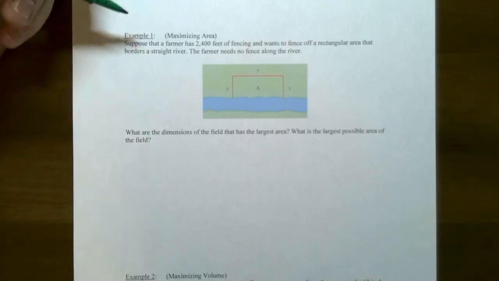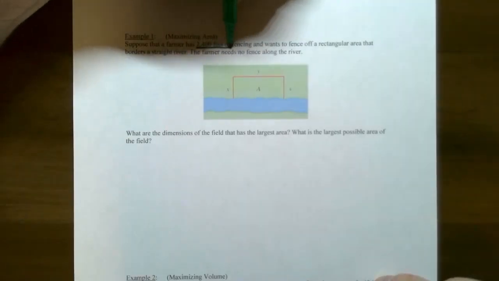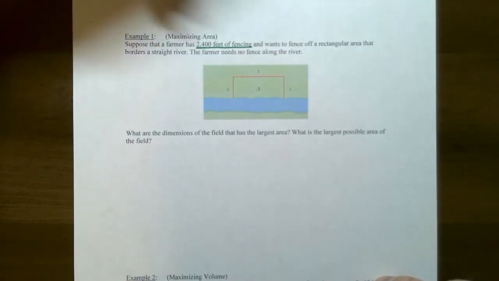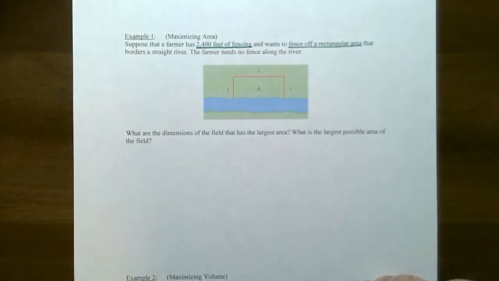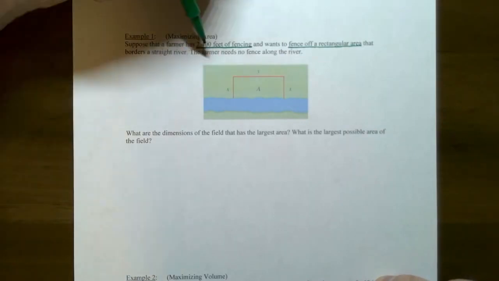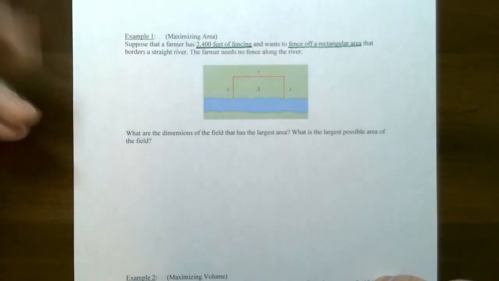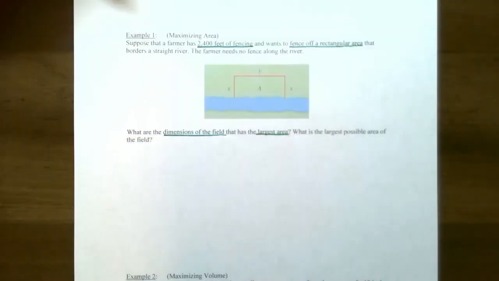So example 1 says, suppose that you have a farmer with 2,400 feet of fence. They want to fence off a rectangular region or area, and one of the sides faces a straight river, so the farmer needs no fence for that side. What are the dimensions of the field that will give you the largest area, and what is the largest area?